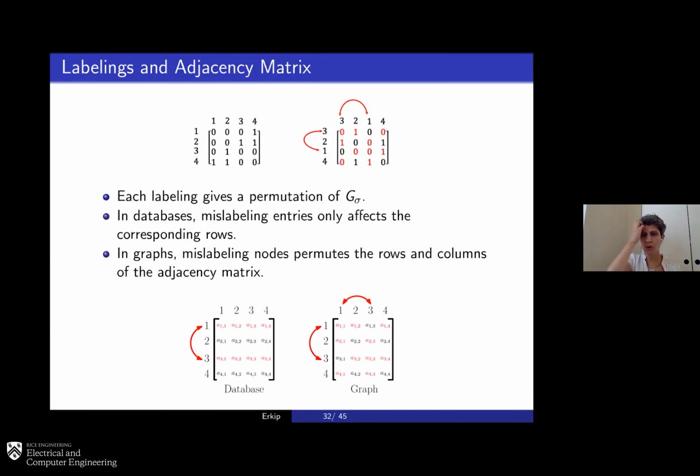So this is the main difference between general graph matching and database matching. In databases, if I mislabel entries, it only affects the corresponding rows. I only flip the labels of the corresponding rows. Whereas in graphs, mislabeling 2 vertices means not only the rows, but also the columns will have to be flipped as well. So I'm going to have to use a little more sophisticated tools. I hope that clarifies Benham's earlier question.